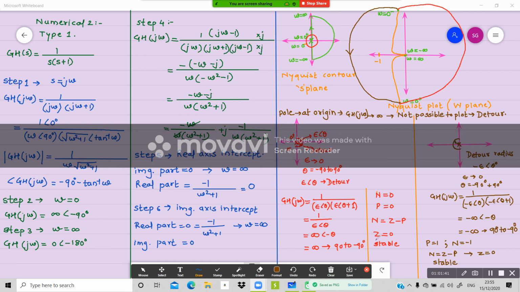Let me save this. And we'll stop over here. We have completed 2 numericals. In the next lecture, we'll go for Bode plot.